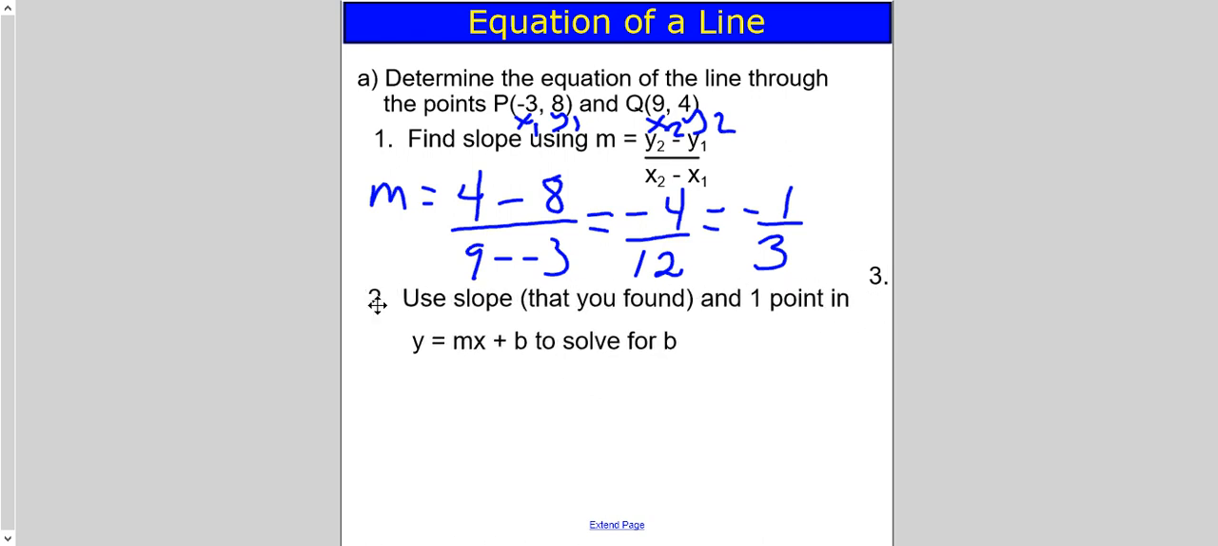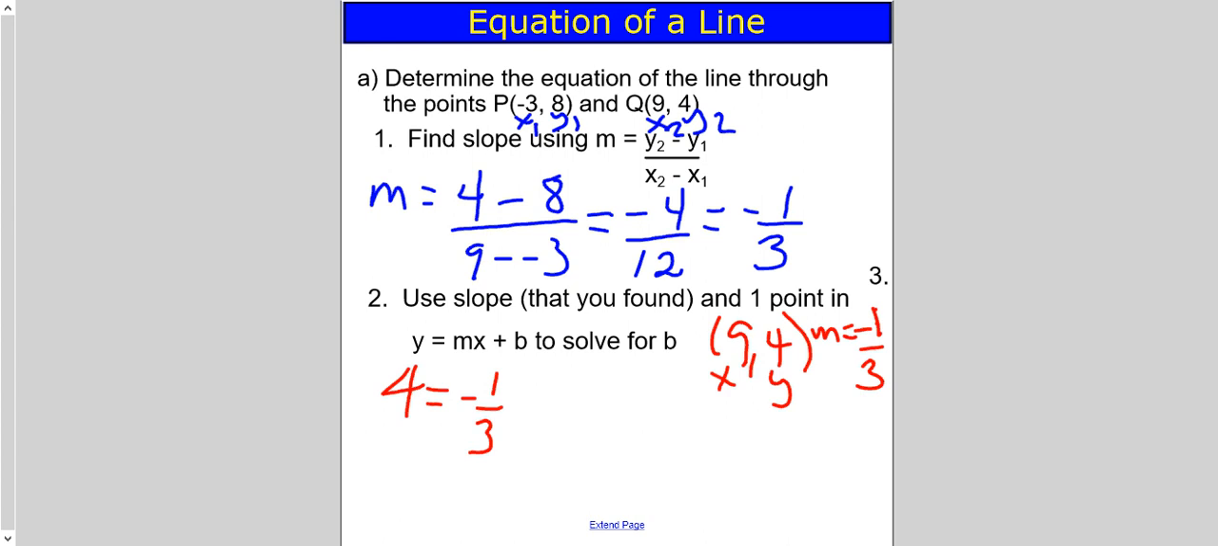All right. That gives me my slope. My next step is to use a point, and it does not matter which point we want to use. Remember I said that? So since point P has a -3 in it, and I'm looking to avoid negatives, I'm going to use 9 and 4 as my x and y. And remember, I have the slope of -1/3. So that's all going to go into y equals mx plus b. So y is 4, m is -1/3, x is 9, plus b.